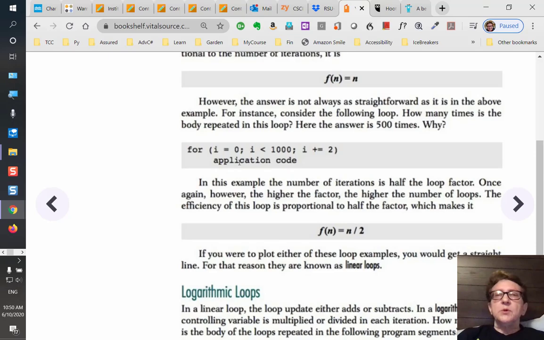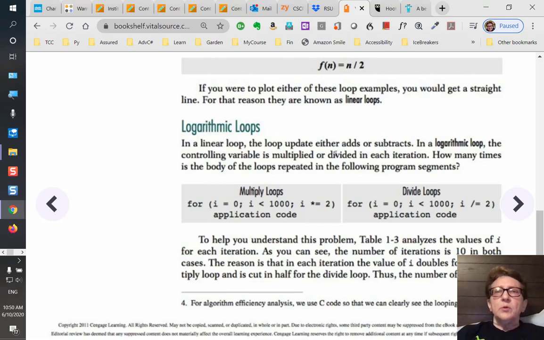Now, if it were possible to cut this in half, it would be n over 2. But in big O notation, it doesn't really matter if we're multiplying by a half or multiplying by 2. It just wants a rough approximation. The controlling variable is multiplied or divided in every iteration. In a linear loop, the loop update either adds or subtracts. Okay, but here we're multiplying by 2, we're dividing by 2.